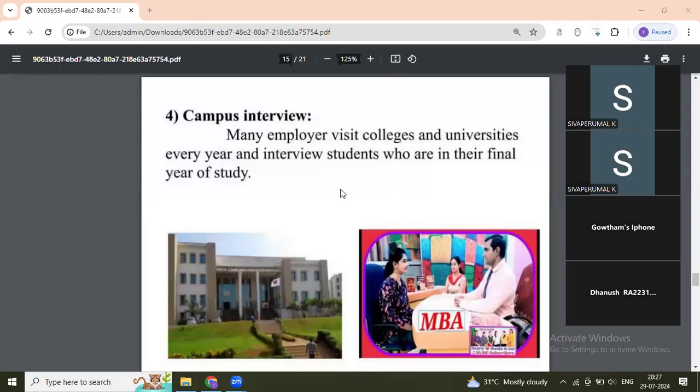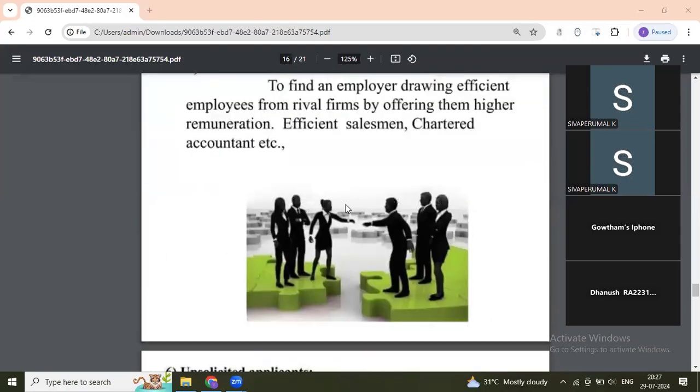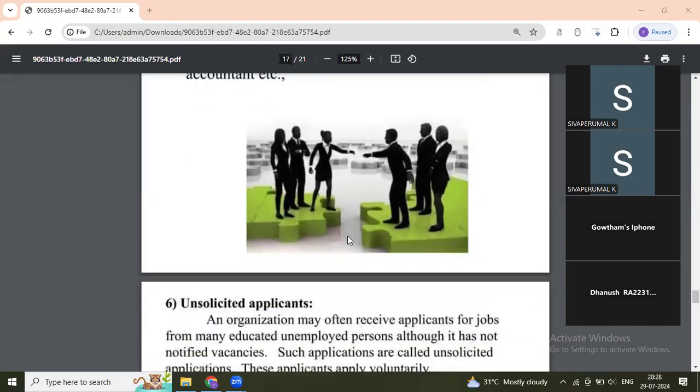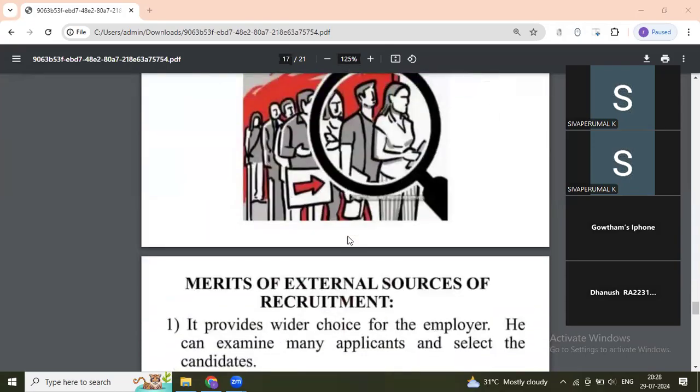And the next one is rival firms, right? Firms find efficient employees by drawing them from rival firms, offering them higher remuneration, such as efficient salesmen and chartered accountants, right? Some employers follow this way. Whoever is completing chartered accountancy or salesmanship, they are taken this way. And unsolicited applications is one more way.